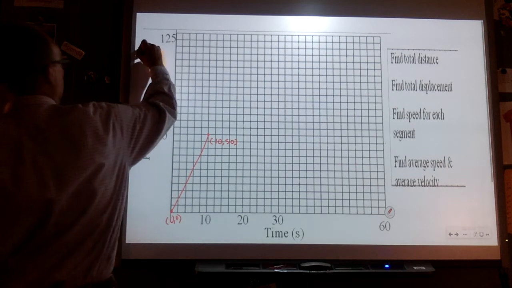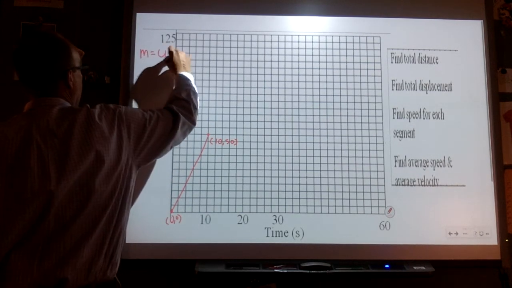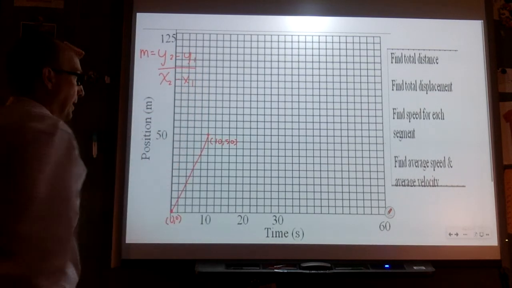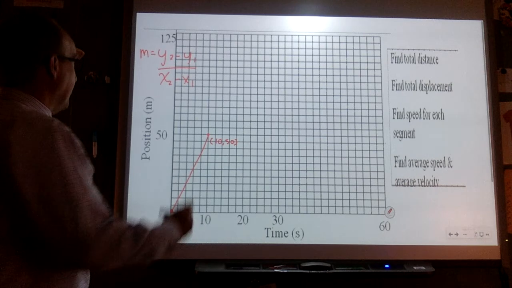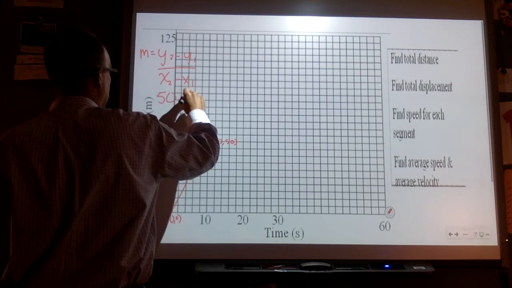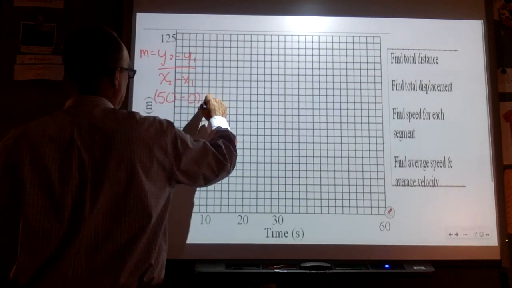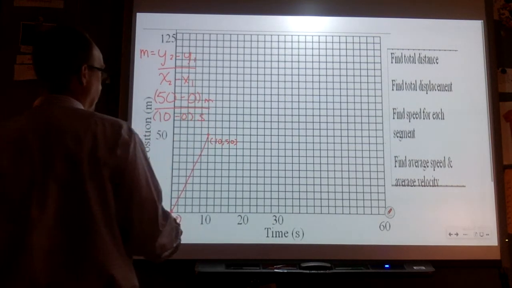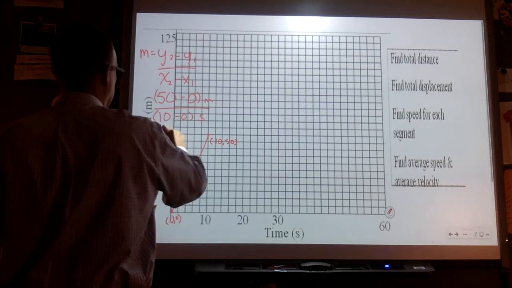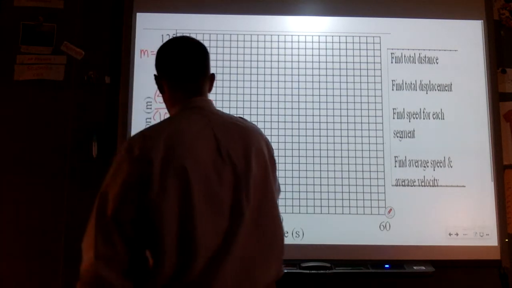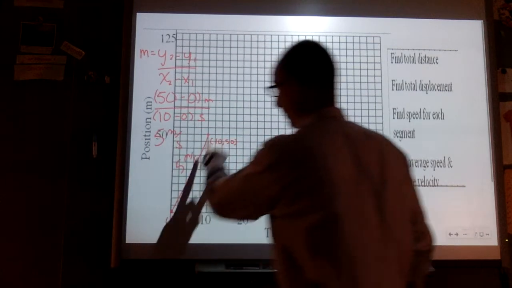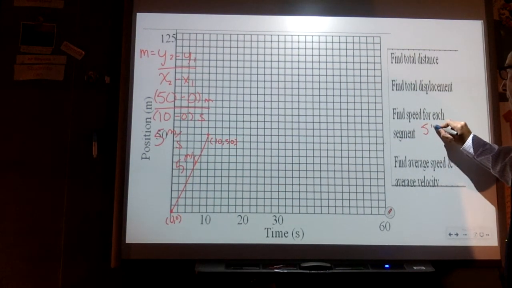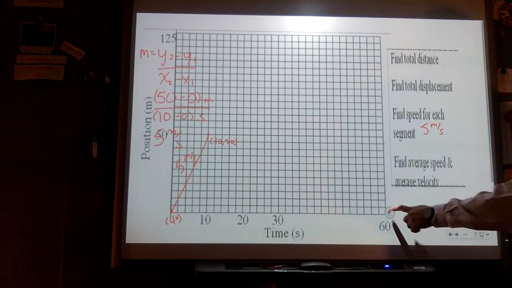So the slope, if you remember, is y2 minus y1 over x2 minus x1. And so I'm going to have 50 minus 0 meters over 10 minus 0 seconds. And that's going to give me 5 meters per second. So everywhere on this line, this is going to be 5 meters per second. So for my red segment, I have 5 meters per second.